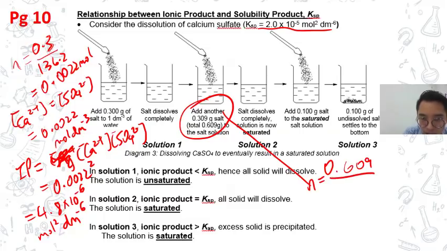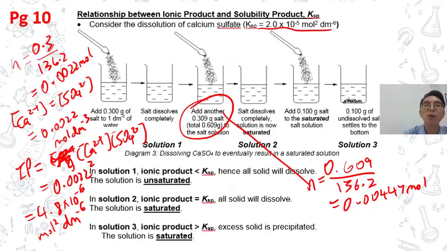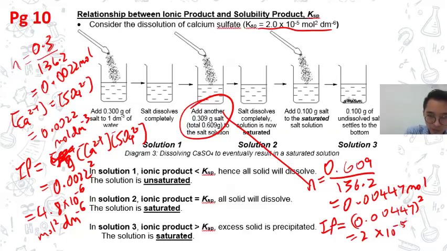Number of moles is 0.609 over 136.2, which is equal to 0.00447 moles. That means in total now I've added in 0.00447 moles of calcium sulfate, and assuming that all of it dissolves, that will be my ionic product. If I assume that everything dissolves, it will be equal to 0.00447 squared, which will give you a value of about 2 times 10 power minus 5 mole square dm minus 6.